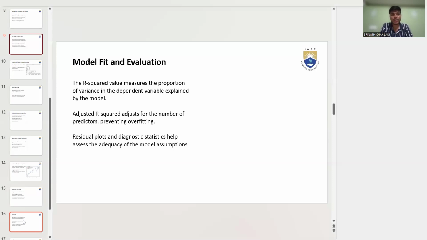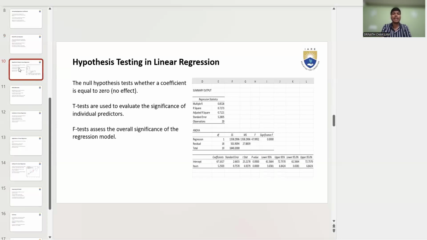Model fit and evaluation: the adjusted R squared adjusts for the number of predictors, preventing overfitting. The R squared value measures the proportion of variance in the dependent variable explained by the model. Residual plots and diagnostic statistics help assess the adequacy of the model assumptions. These are the model fit and evaluation. And next slide is hypothesis testing in linear regression.